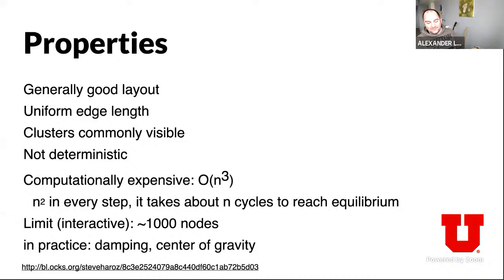Basically, what that implies is that on a modern computer in a web browser, you can do this interactively and without any big drawbacks with about 1,000 nodes. But if you have more than 1,000 nodes, then it gets slow and it will take a couple of seconds to calculate and render. But there are lots of networks that are bigger than 1,000 nodes.